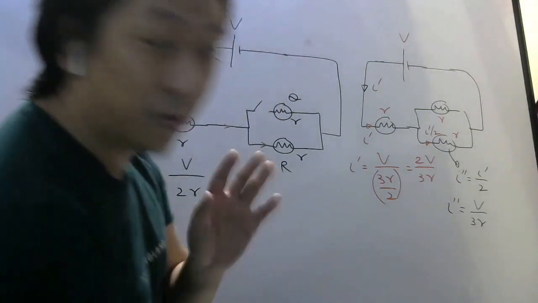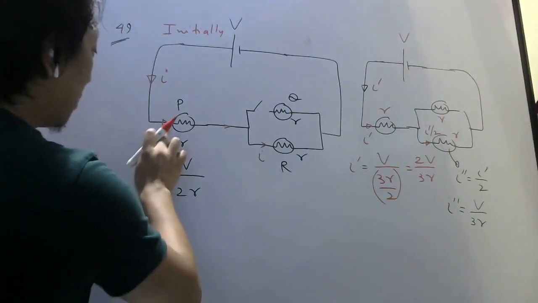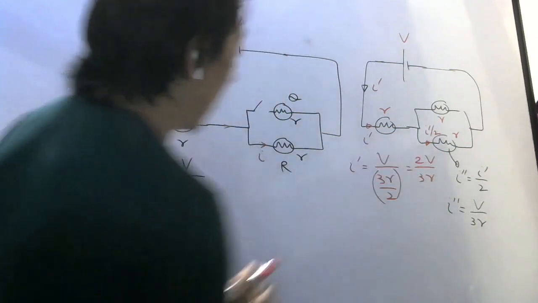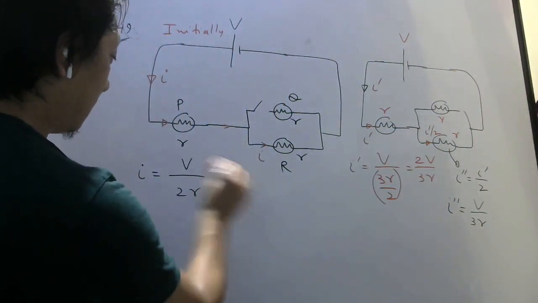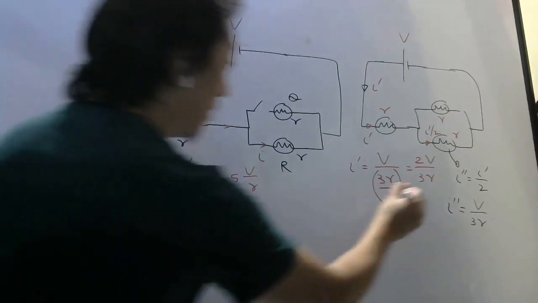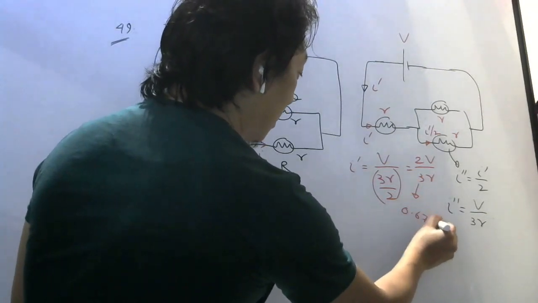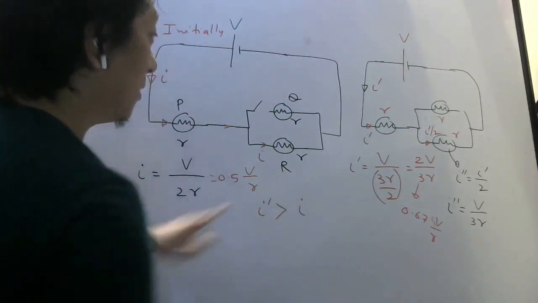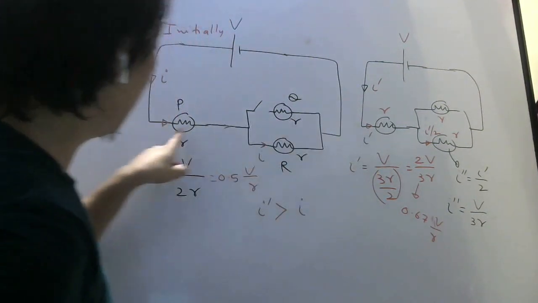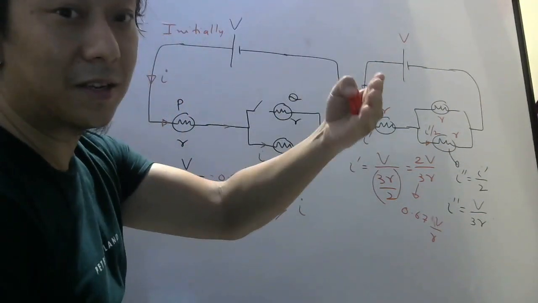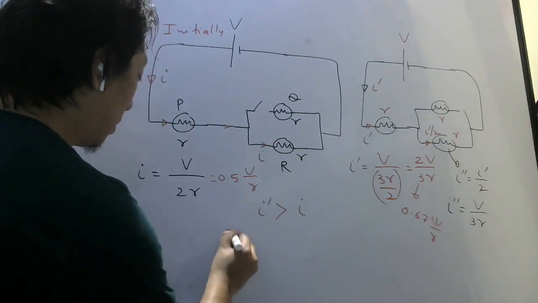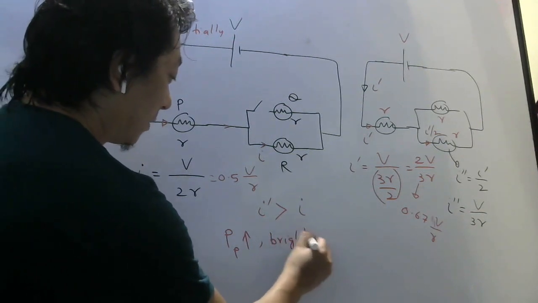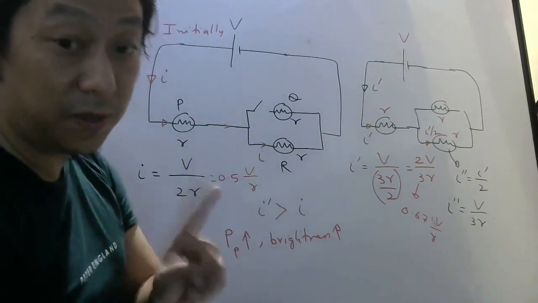So now let us analyze the currents. What was the current here? I, which is V by 2R. What is the current here now? 2V by 3R. So 1 by 2 means 0.5 V by R. Here this will be 0.67 V by R. So you can see I dash is greater than I. Since current here has increased compared to here, resistance is same, but current has increased. So power will also increase. So power consumed by P bulb will increase. So brightness will increase. For which bulb? P bulb.